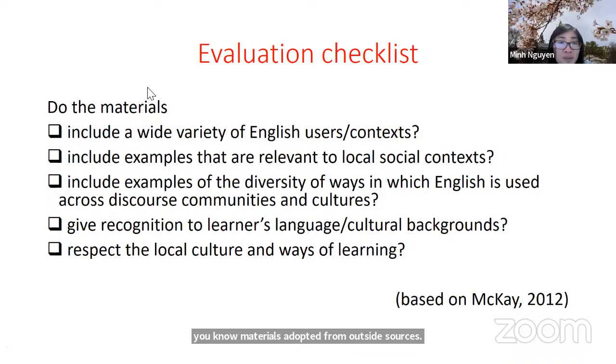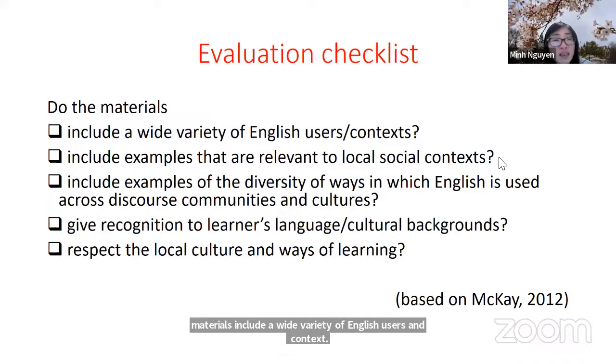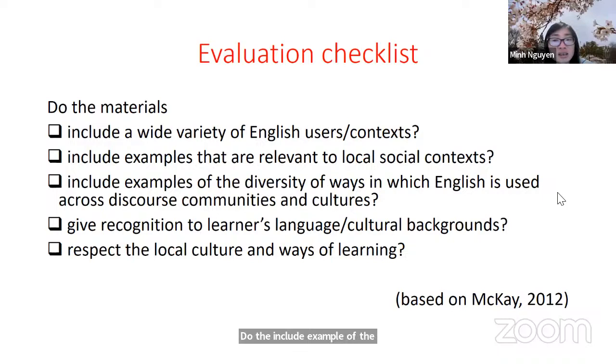So the first, ask yourself, first evaluation checklist, this is developed based on McKay 2012. So I asked a group of my students, my thesis students, to develop it. And this is what they suggested. Do the materials include a wide variety of English users and contexts? Do they include examples that are relevant to local social context? Do they include examples of the diversities of ways in which English is used across discourse communities and cultures? Do they give recognition to learners' language and cultural backgrounds, and respect the local culture and ways of learning? All right, so when you pick up a set of materials or design your own materials, ask yourself those questions, right?